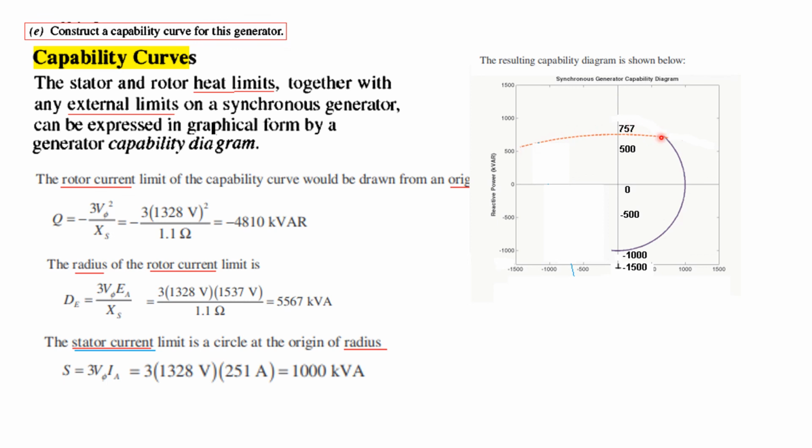So this is the limit, or this is the capability curve. We have to stay within this capability limit. You can complete this circle as well. So this will be the limit actually. So I hope this gives you an understanding of how you can solve this type of question. Please give me your comments. Thank you.